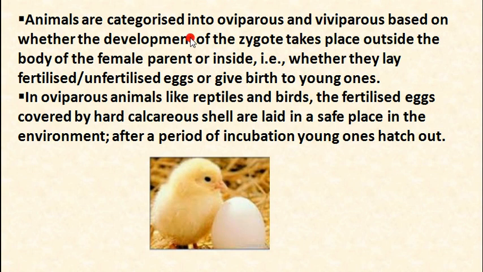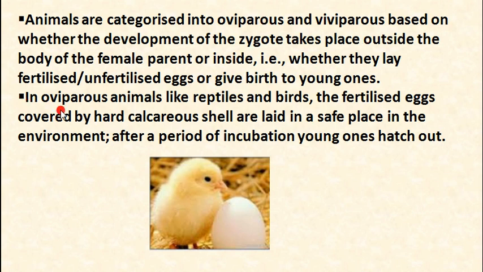Now animals are categorized into oviparous and viviparous based on whether the development of the zygote takes place outside the body of the female parent or inside the female parent. So there are two types of animals, oviparous and viviparous, because this depends on the development of the zygote. Inside or outside. Whether they lay the fertilized egg or give birth directly to the young ones. So there are two types, oviparous and viviparous.